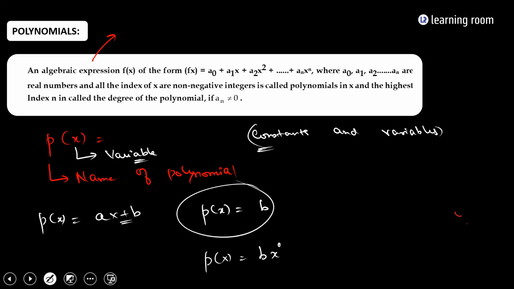So P of x is equal to b into x power 0. So what is the least power of x that can be substituted for it to be called a polynomial? This is very, very important. 0. The least value is 0. Means the power of x can always be what numbers?